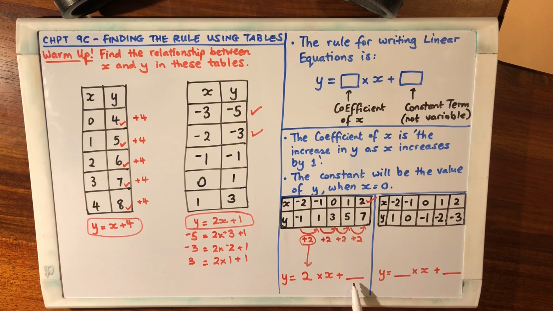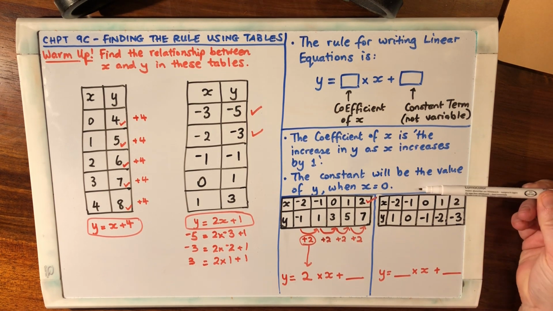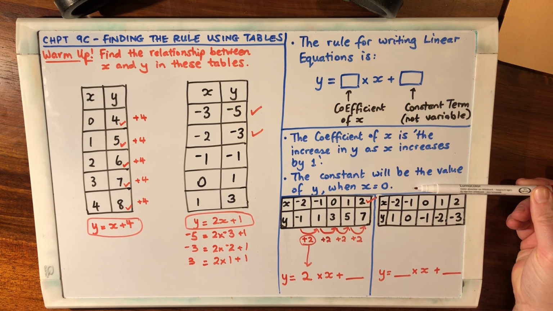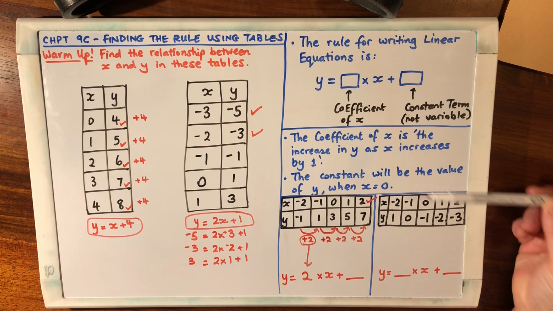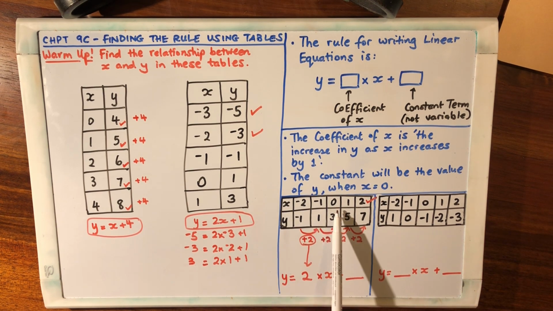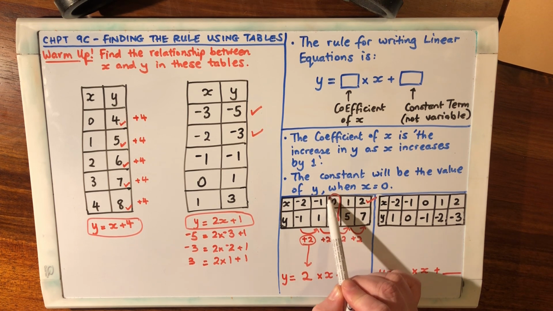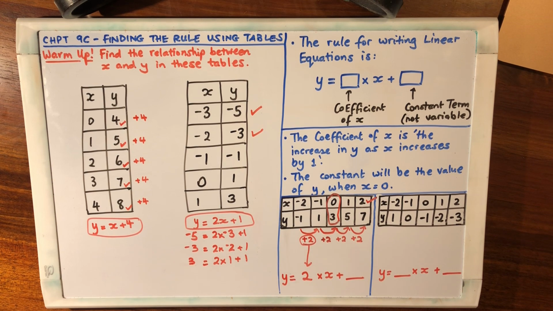And then we have to look for our constant. The constant will be the value of y when x equals 0. So let's look at our data table here again. When x equals 0, this will be the value of the constant. So let's look at y. What's the value of y when x equals 0? Well, we can see that it is +3. So this is our rule for this particular data set: y equals 2x plus 3.